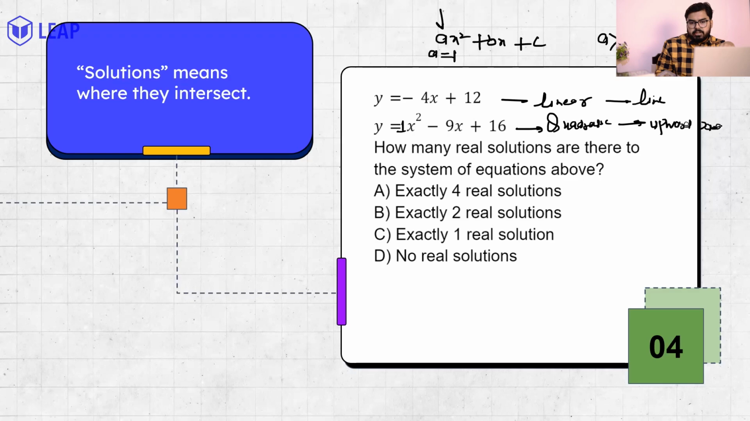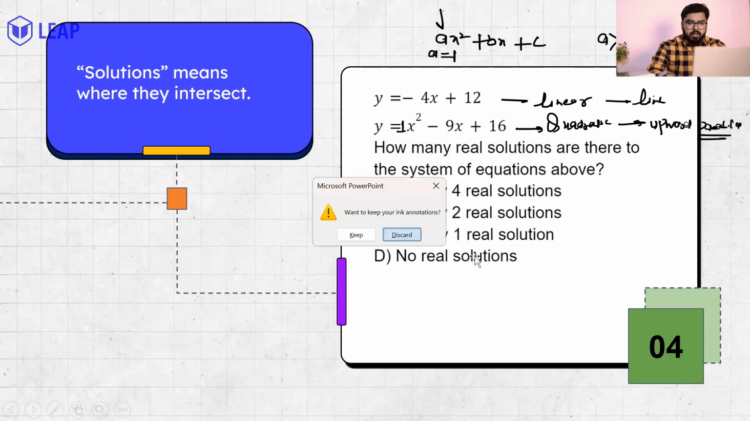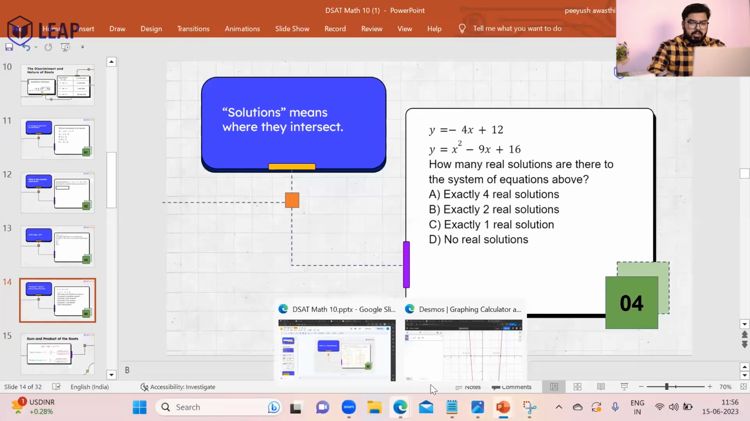Now it is asking you to find how many real solutions there are. So it is asking you for the number of solutions. In order to find the number of solutions, you do not need to worry about anything. You can just go back to Desmos and graph the two equations. Let me just show it to you. We are going to graph it one by one. So one is y equal to minus 4x plus 12.